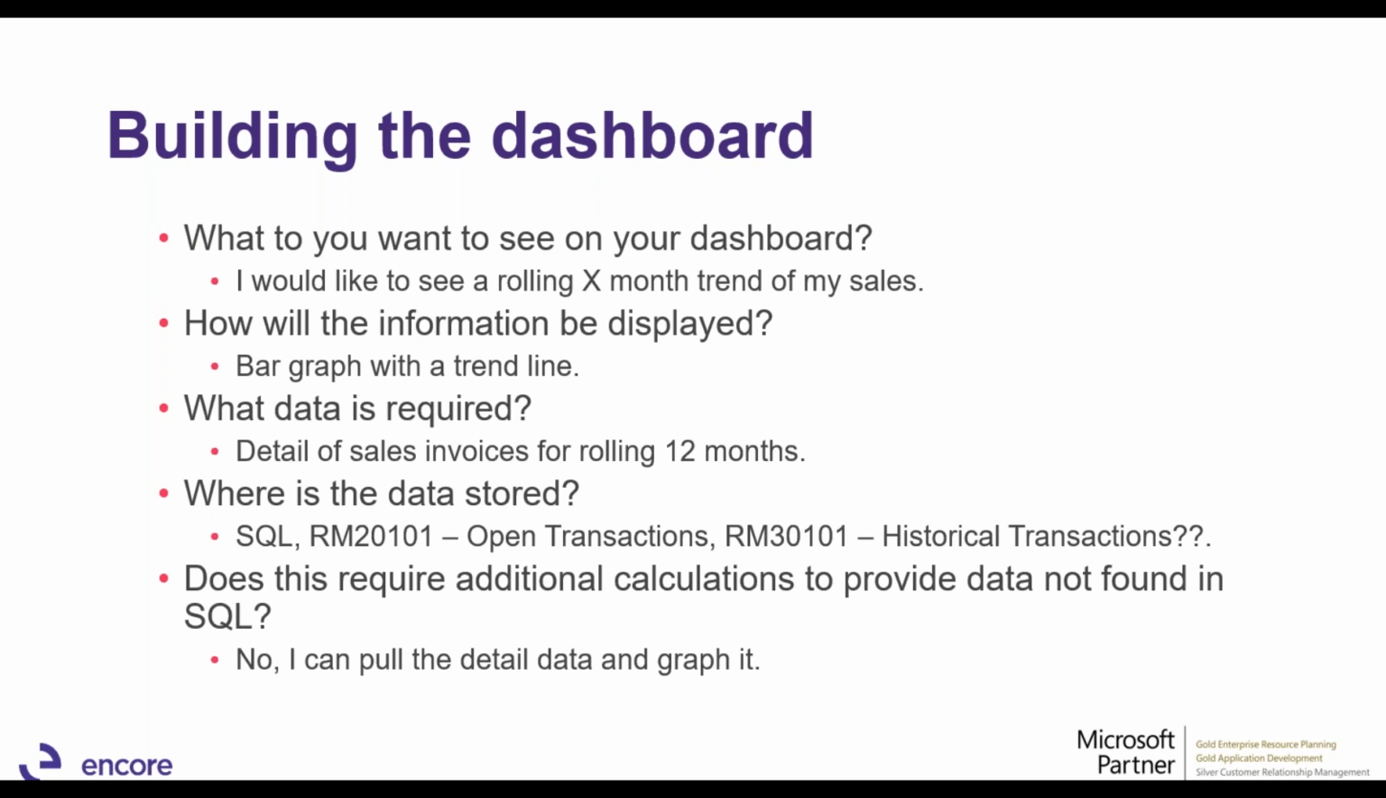So this should be defined before I even think about going through and start building my data connection, so I connect to the right tables. Or I can make the decision, can I create a data connection that's going to pull in information from both RM20101 and RM30101, or do I need to create a separate SQL view to combine those and then connect to that SQL view? All right. So in my example here, I'm keeping it simple. I'm answering the question myself. No, I can pull the detailed data and graph it directly from SQL RM20101, open transactions.